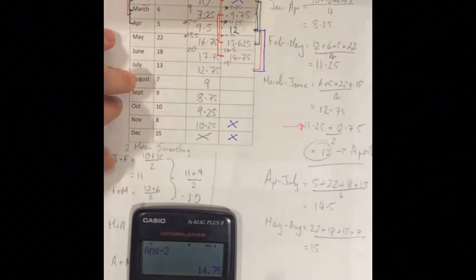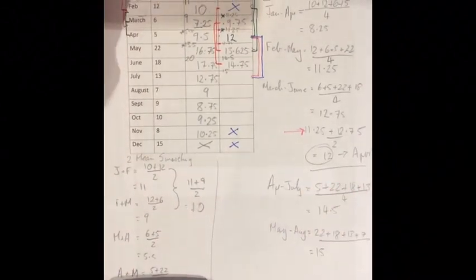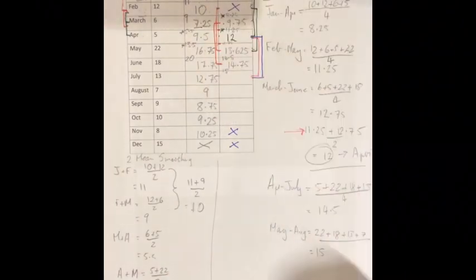Okay, a little bit of a tedious process when you're asked to do it by hand, but that hopefully gives you a good idea of how to create a 4 moving mean and also a 2 moving mean.